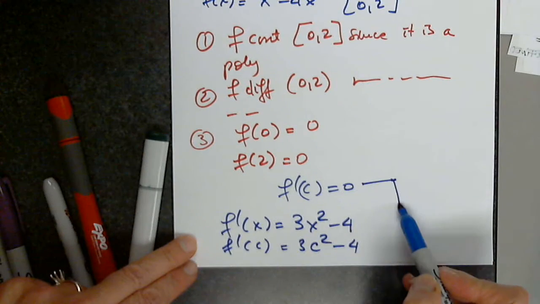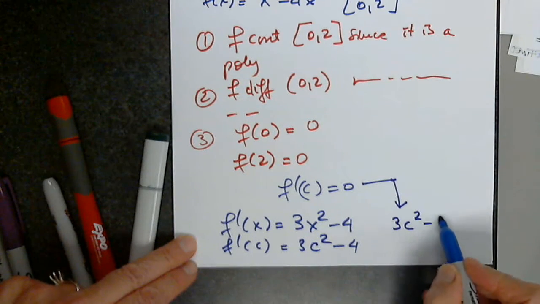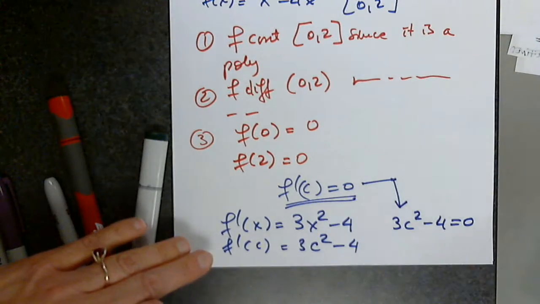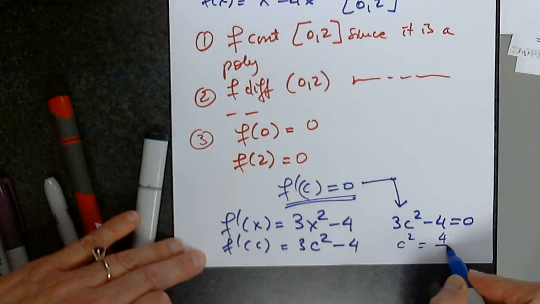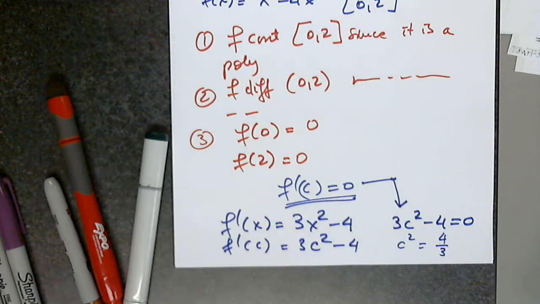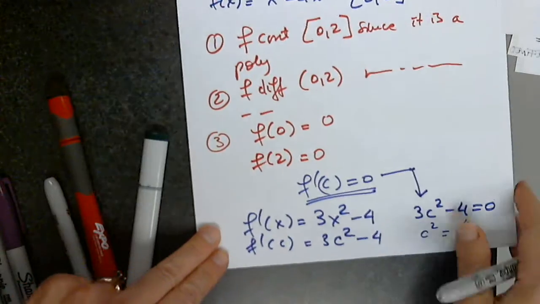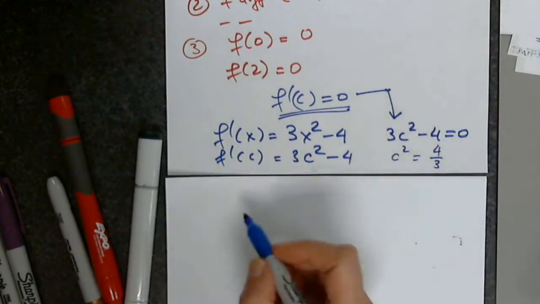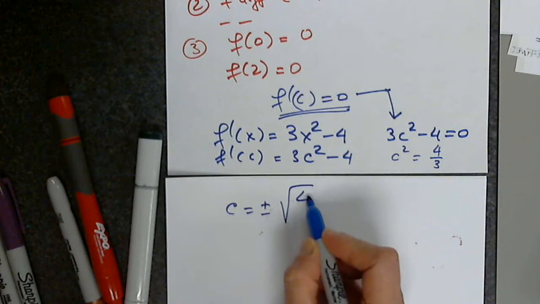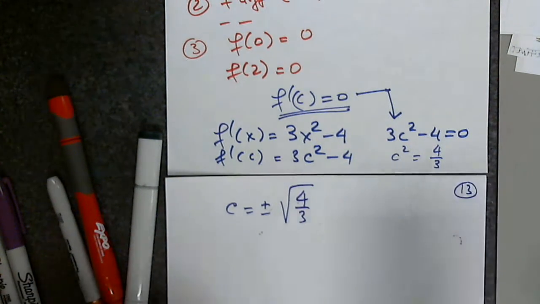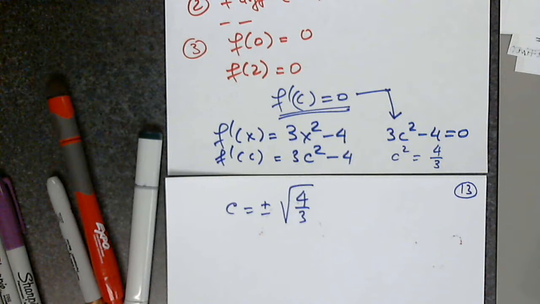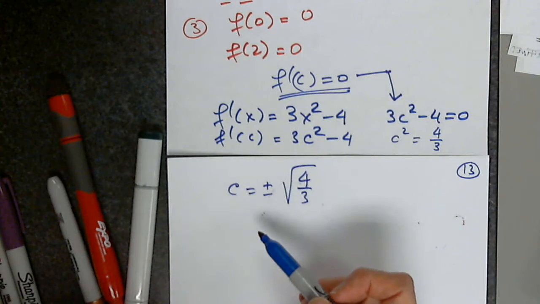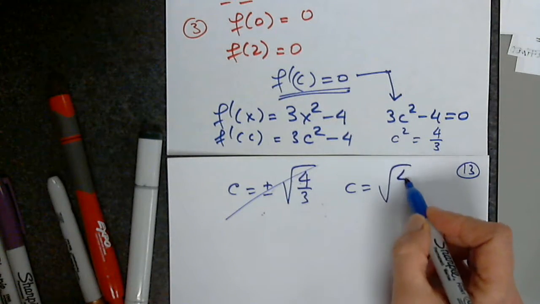Then I have to create this equation in which I have 3c squared minus 4 equals 0, because I'm solving for C. Then I divide by 3. So c squared equals 4 over 3. How do I solve this equation? What do I have to do? Take the square root. Very good. I take the square root from both sides. So I have c equals plus or minus the square root of 4/3. At least one of these two numbers must be between 0 and 2. Which one I have to disregard for sure? Right. So c equals the square root of 4/3.